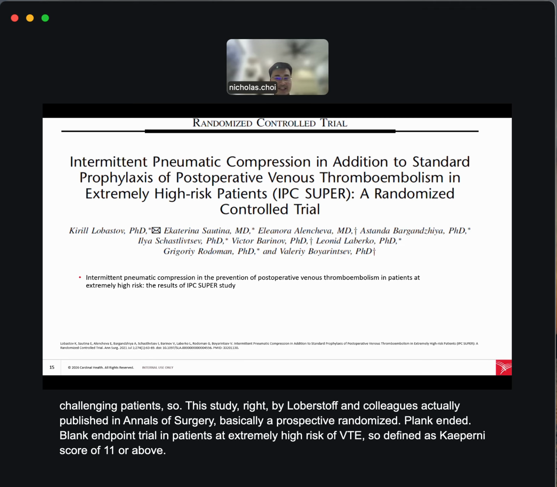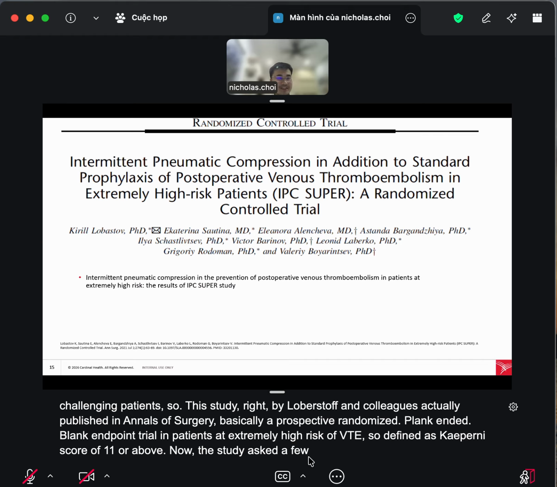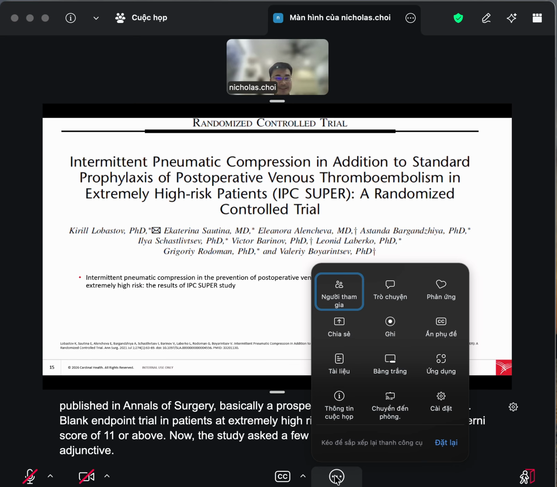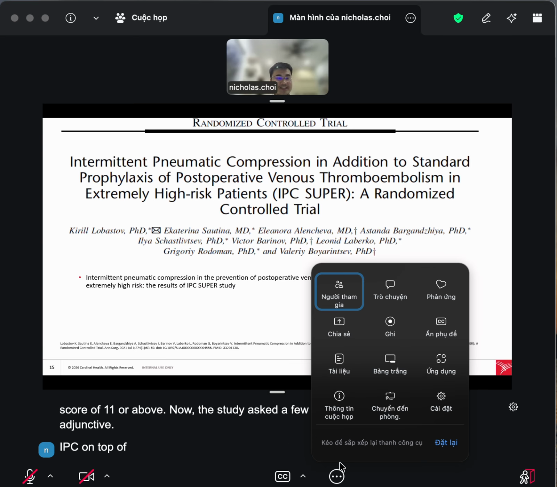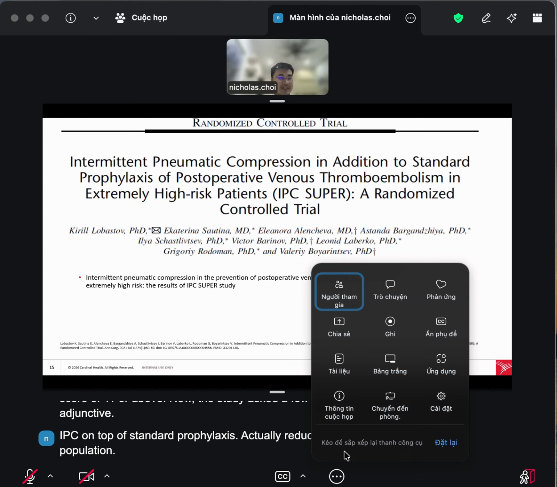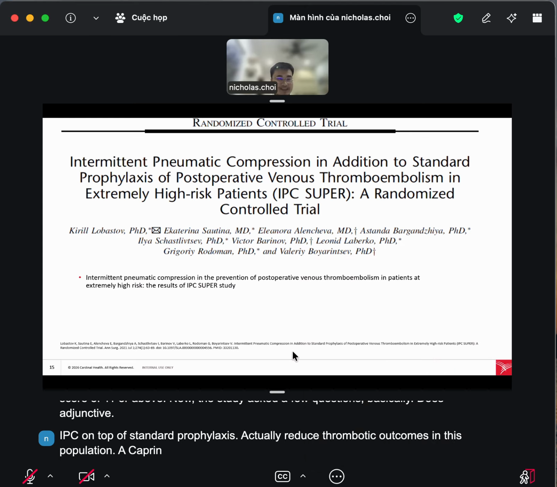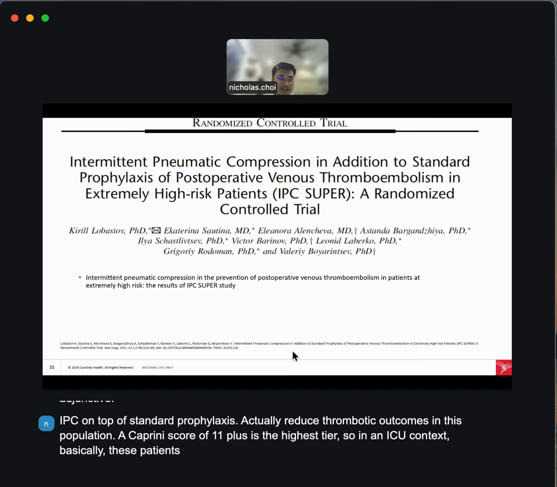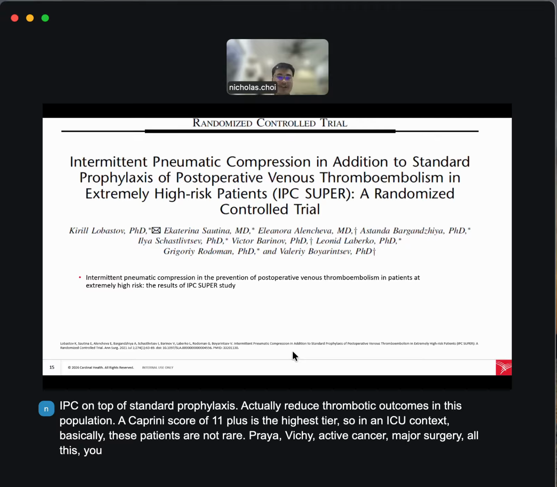Now, the study asked a few questions, basically. Does adjunctive IPC on top of standard prophylaxis actually reduce thrombotic outcomes in this population? A Caprini score of 11 plus is the high risk tier. So in an ICU context, these patients are not rare. Prior VTE, active cancer, major surgery, the points accumulate very quickly. So this study is basically built for your most complex patients.